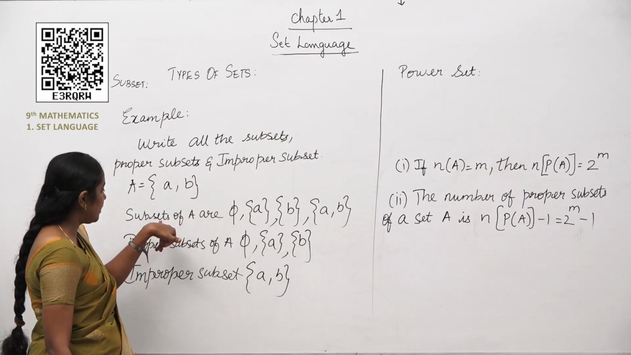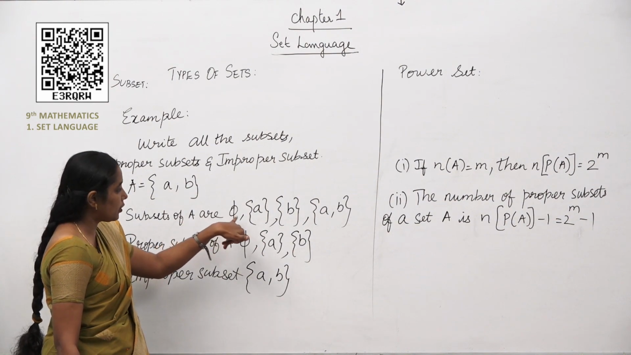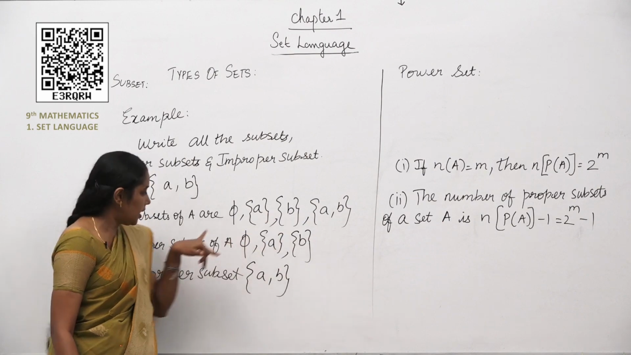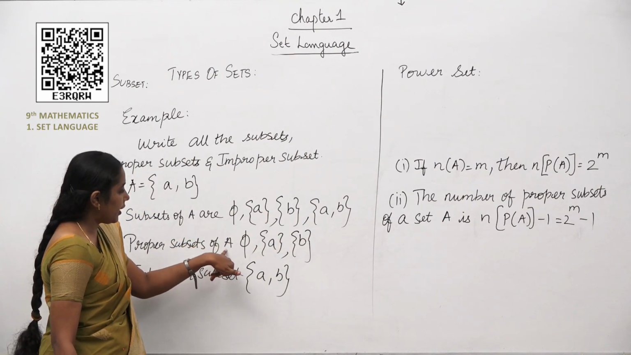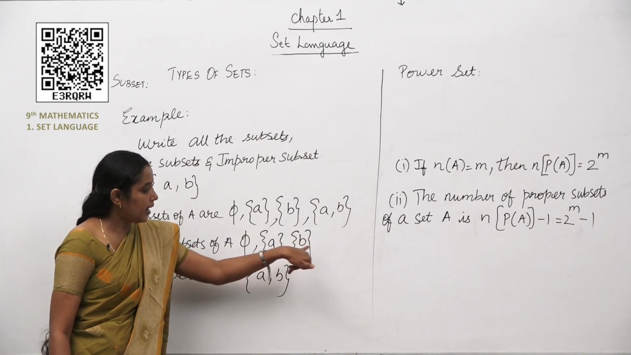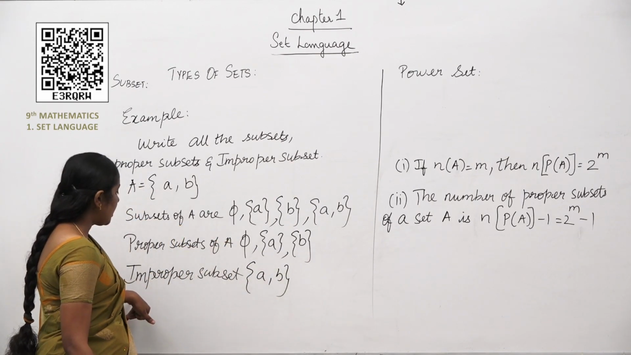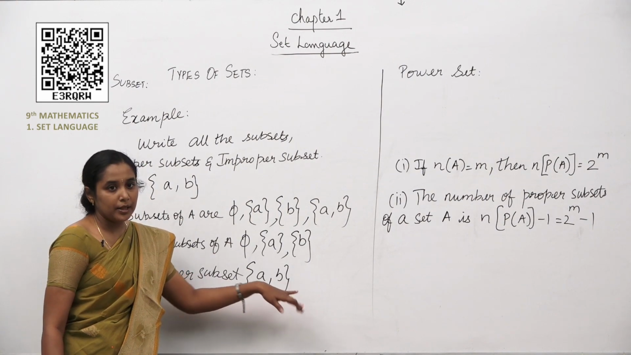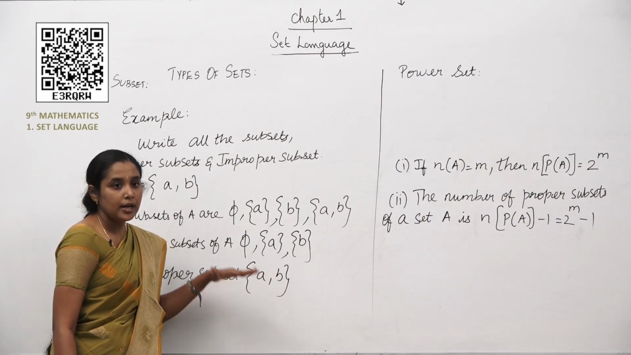Can you identify the difference? Subsets means you will get the empty set, set {a}, set {b}, set {a, b}. Then the proper subsets of A are the null set, set {a} and set {b}. Next, improper subset: you will get {a, b}. That is, every set is a subset of itself.